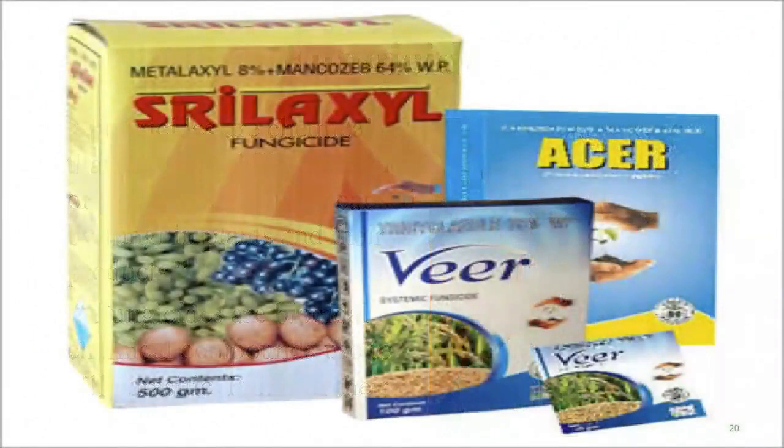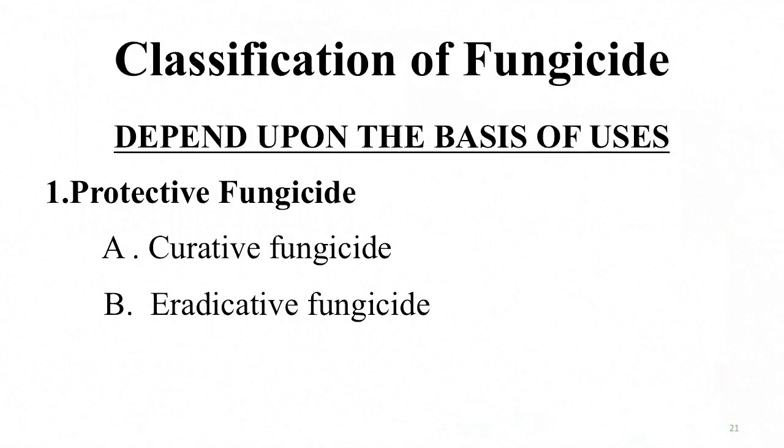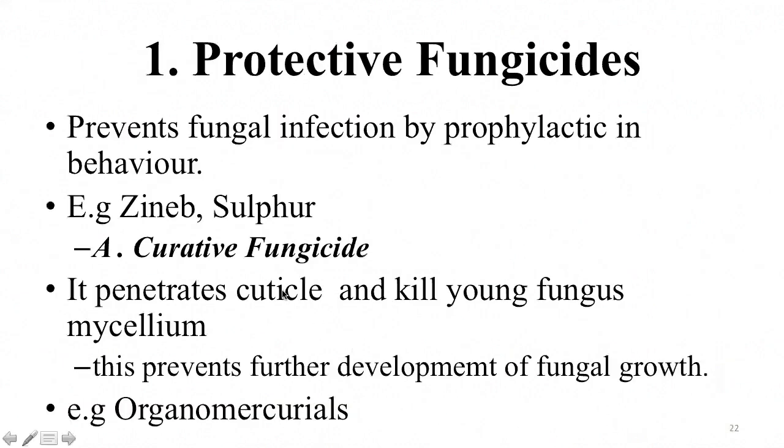These are mostly commercial fungicides which are available in the market, including Weir, Cyrilaxil, and Acer. So the fungicides can be classified on the basis of their uses into broader categories, including protective fungicides and curative fungicides. Protective, as the name indicates, can prevent any sort of fungal infection, which is prophylactic in their behavior. Prophylactic means that it is intended to prevent the disease. The examples under this category can be seen as zineb and sulfur.